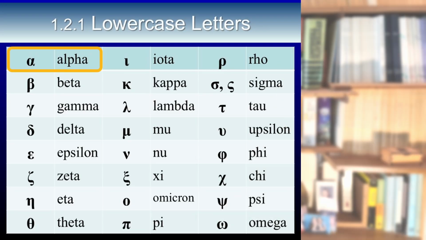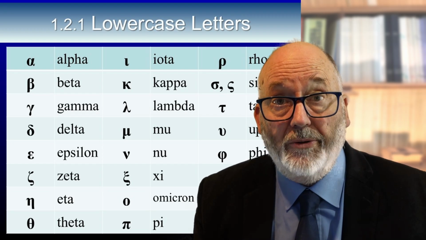So here goes. Alpha, beta, gamma, delta, epsilon, zeta, eta, theta, iota, kappa, lambda, mu, nu, xi, omicron, pi, rho, sigma, tau, upsilon, phi, chi, psi, omega.